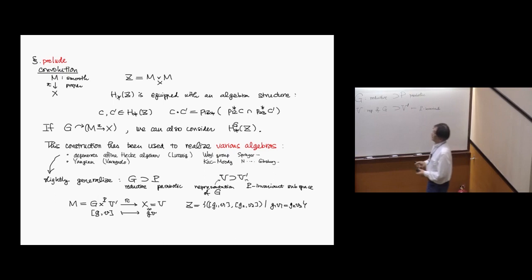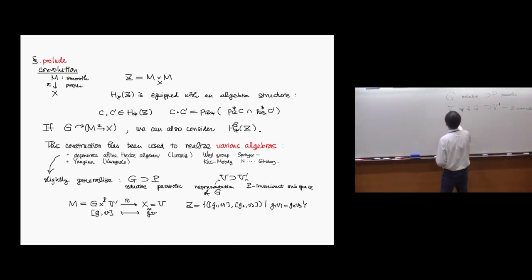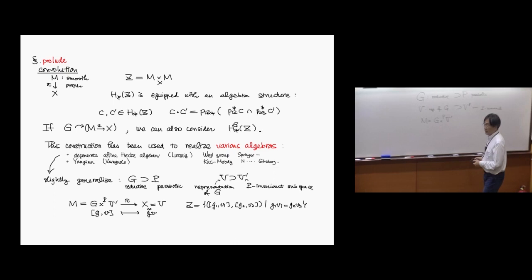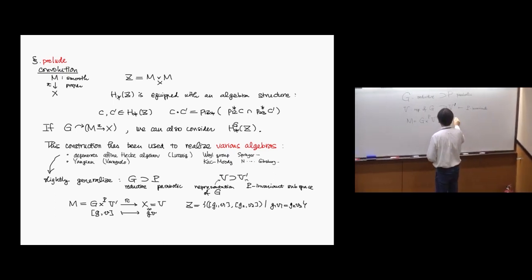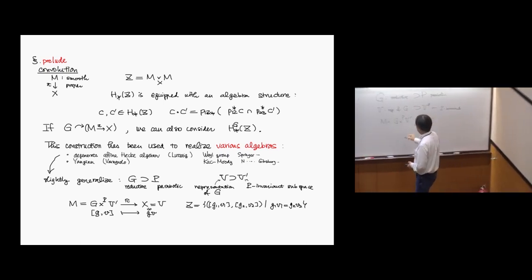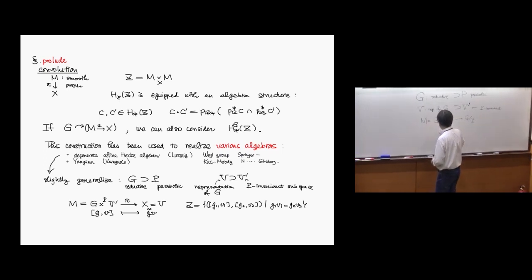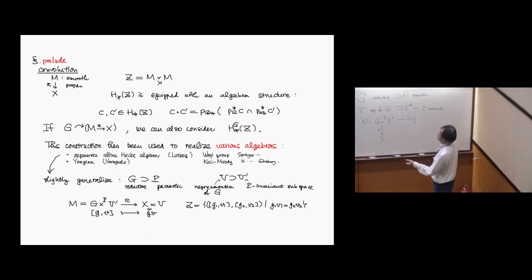Then you can form M as here. This is a vector bundle over the partial flag variety, with fiber equal to V prime. Then you have a natural morphism I to X. So if the definition is like this.